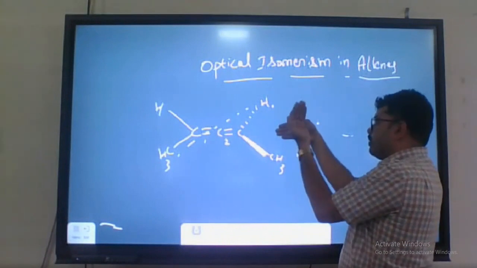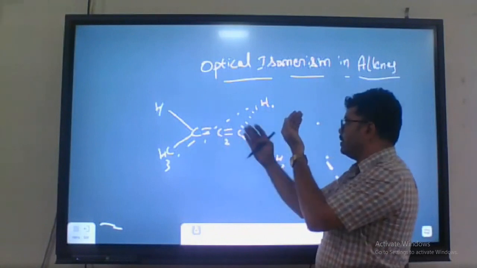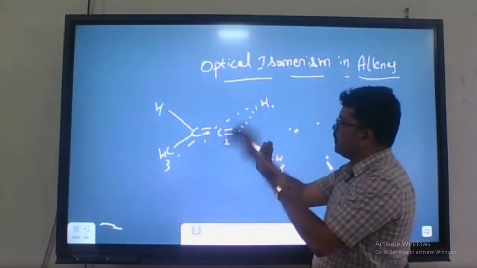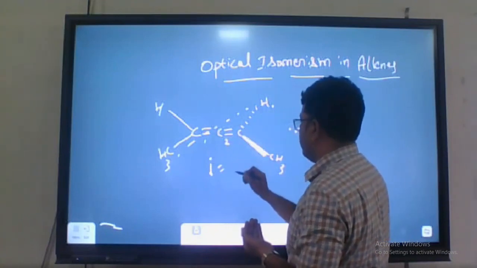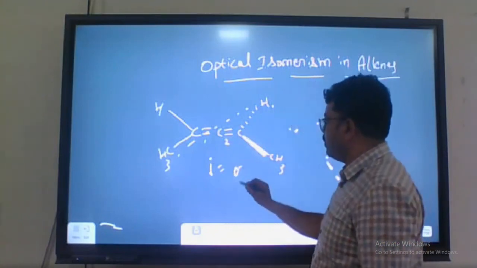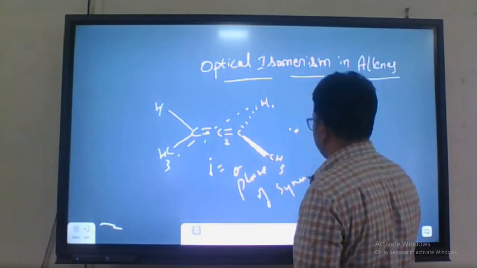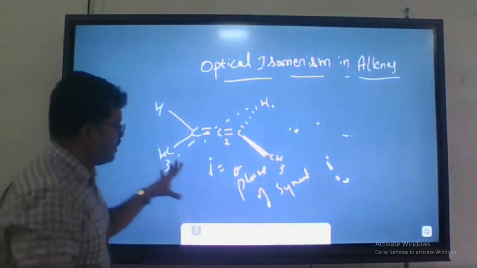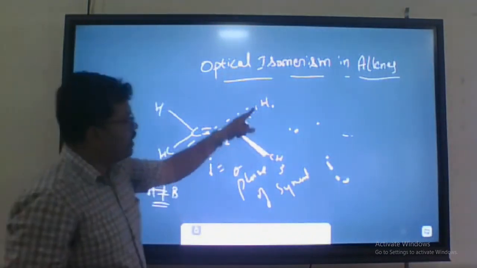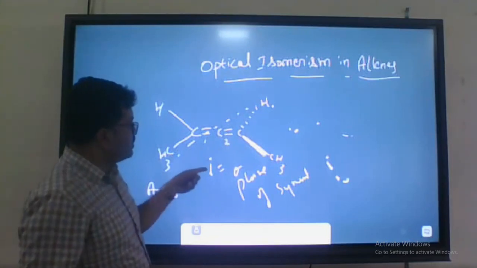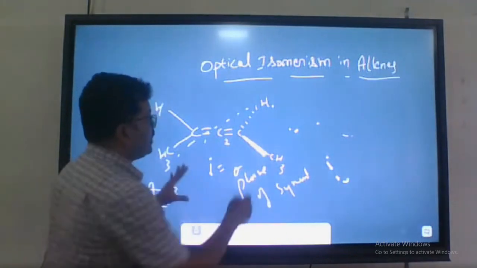This one is below, this above. This CH3 is above, this H is below. So there is no inversion center i, and there is no plane of symmetry. When A is not equal to B, there is no inversion center, there is no sigma, and therefore it must show optical isomerism.